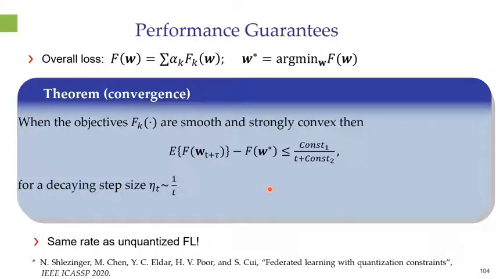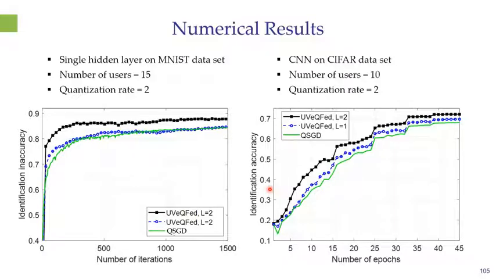Now, these theoretical gains of this approach are also observed numerically. And here we consider two scenarios. One is when we're training a single hidden layer network over MNIST data, and the other is when we're training a convolutional neural network over CIFAR data. For both cases, we see that the black curve, which denotes the accuracy versus the number of iterations when utilizing universal vector quantization compared to utilizing QSGD, both converges faster and converges to a more accurate model.